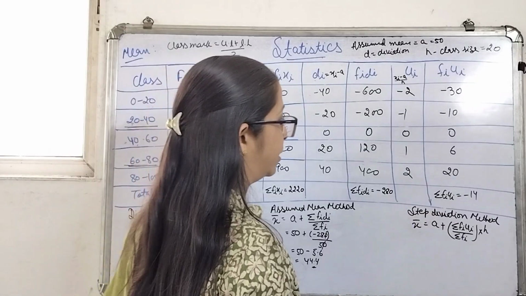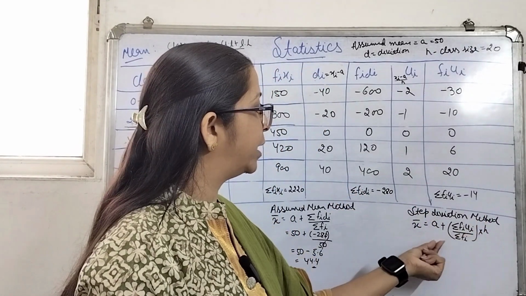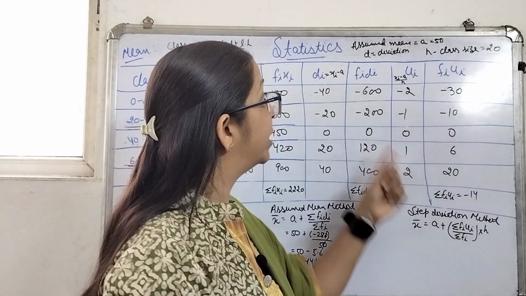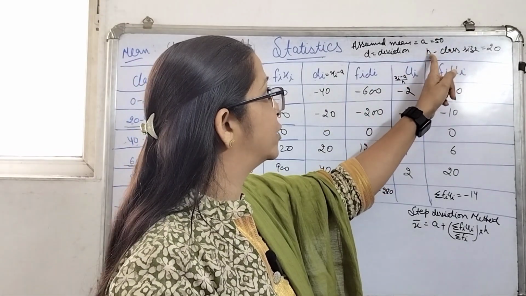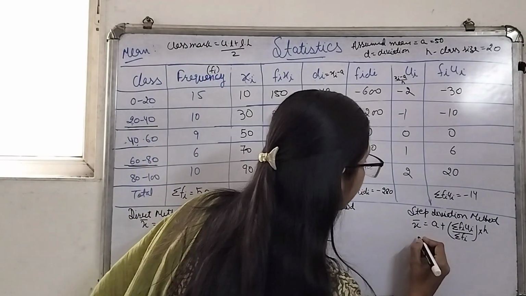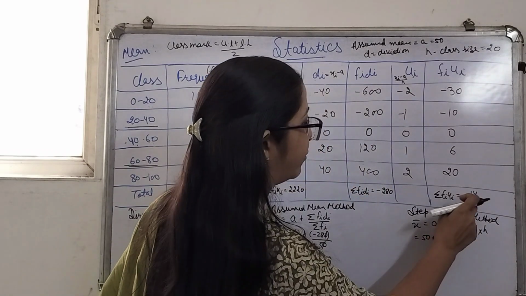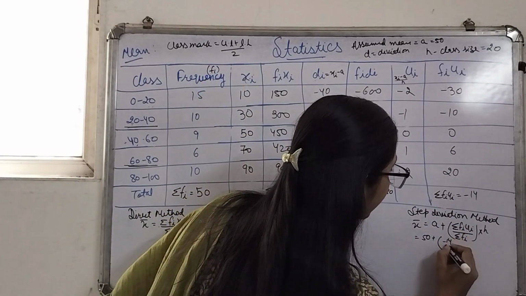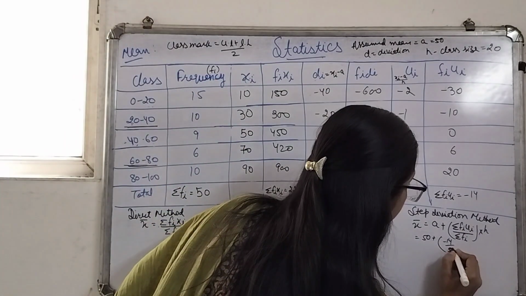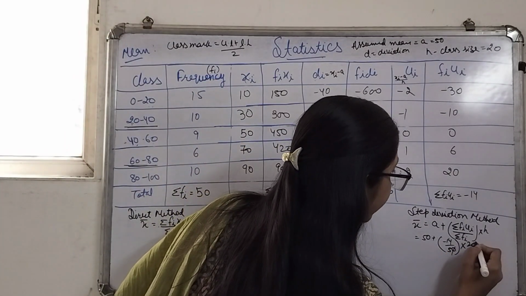Now see over here, for finding the value of the mean by the step deviation method, the formula is: because we had subtracted the assumed mean, we will be adding it, and because we have divided by the class size h, we will be multiplying by h. So the value will be a, which is 50, plus summation of fi ui, which is minus 14, divided by summation of fi, which is 50, and h is 20. So we will solve it further.